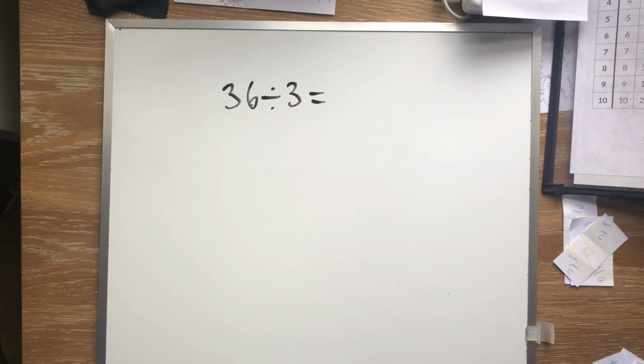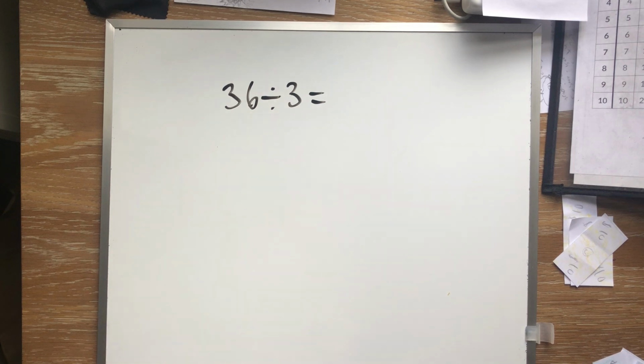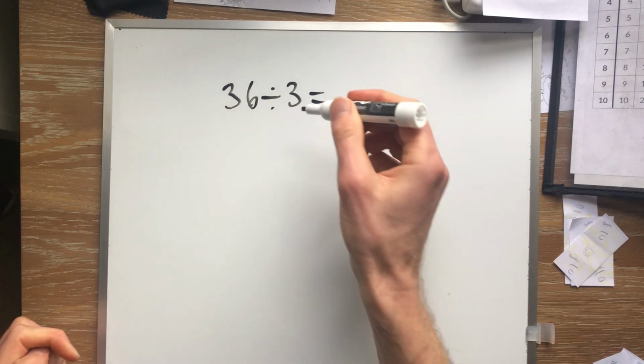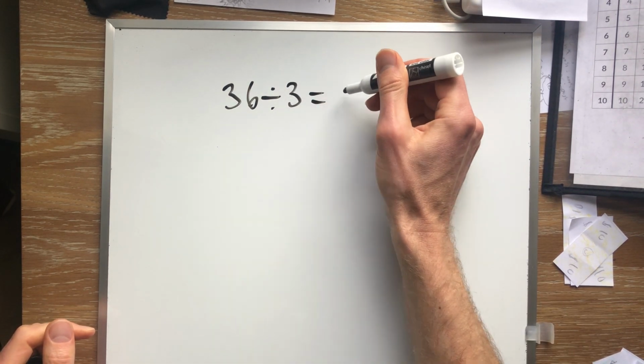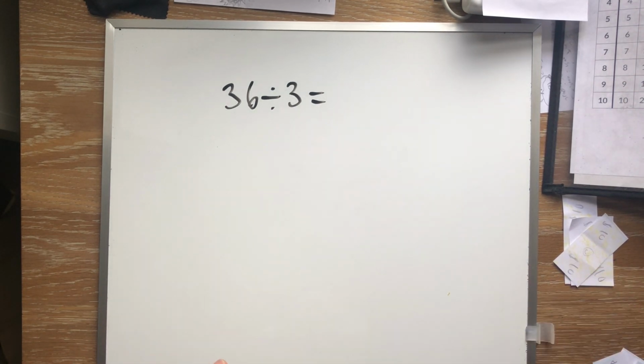Hey guys, we're going to be looking at long division today. So we've been thinking about problems that look kind of like this. 36 divided by 3, which is the same thing as saying 3 times what equals 36. So 3 times what equals 36?